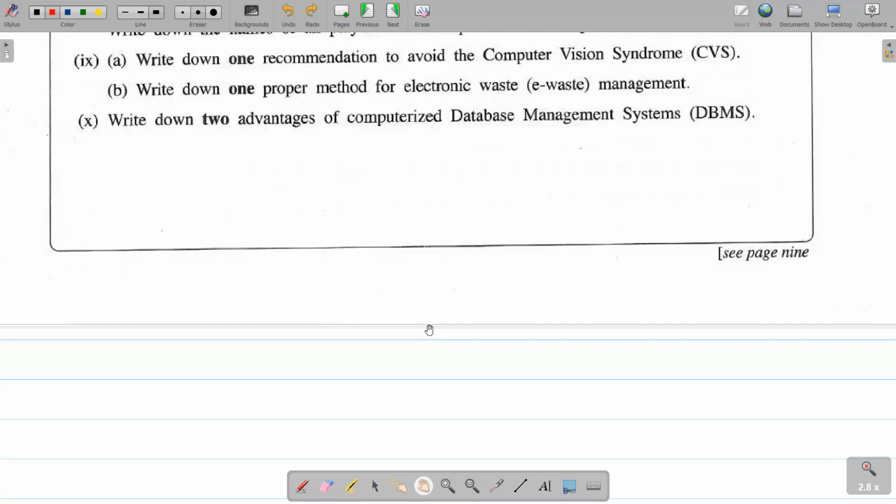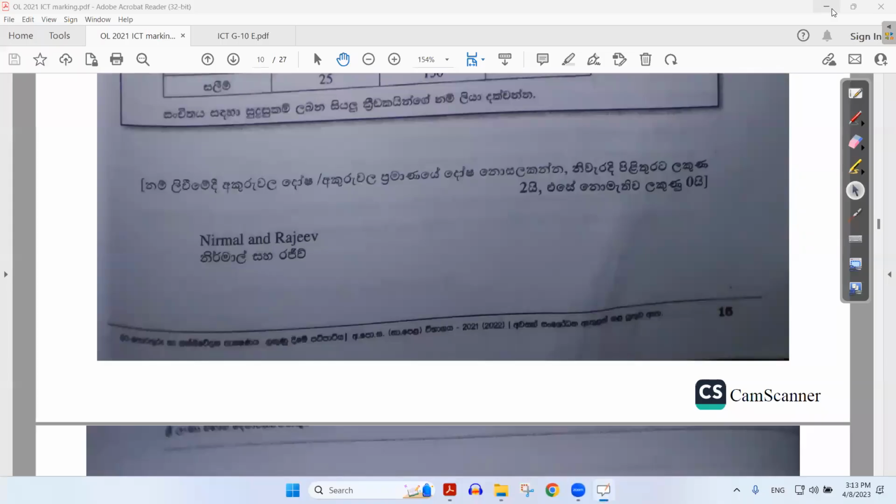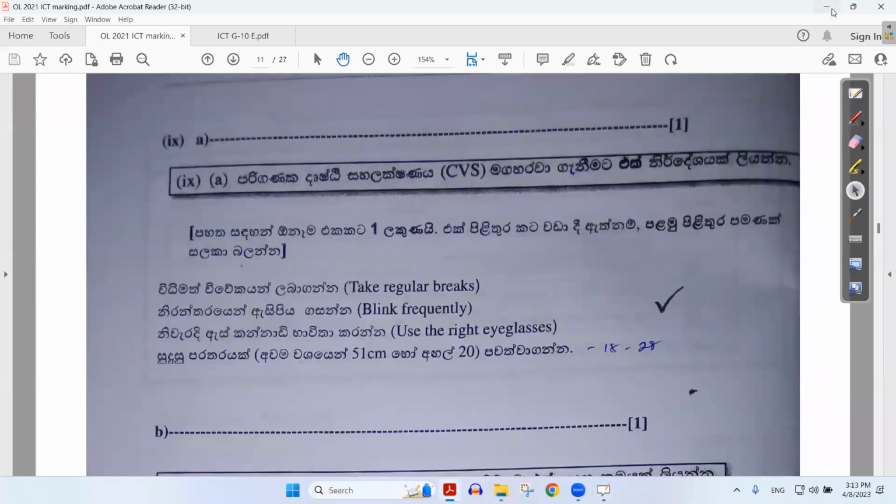And in the second one, they are asking write down one proper method for electronic waste management. So electronic waste management can have 3 methods, which is reduce, reuse, and recycle. Right? So they are asking write down one proper method. So I guess any one of those will give you the marks. Let's see. Yes, so these are the reasons that they have said. Right? Take short breaks, and blink frequently. Use the correct spectacles, right?